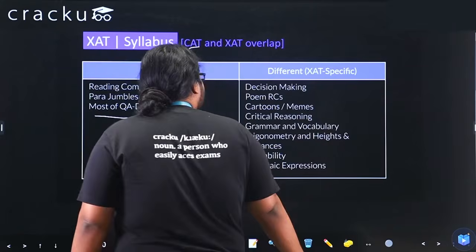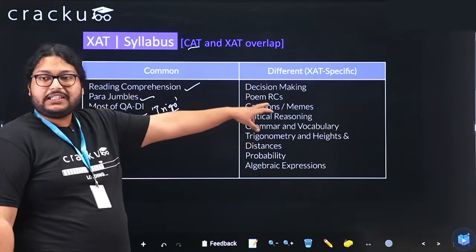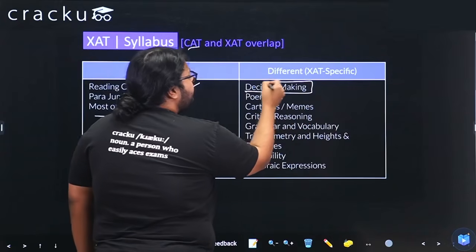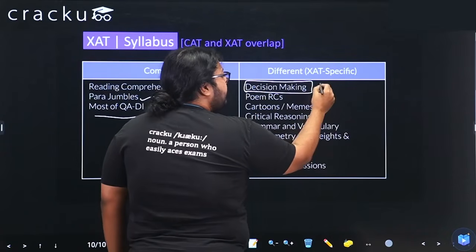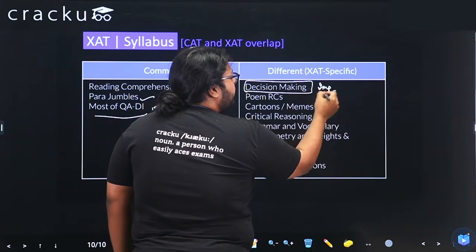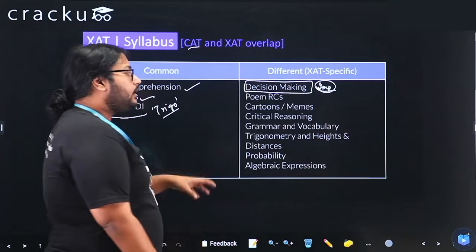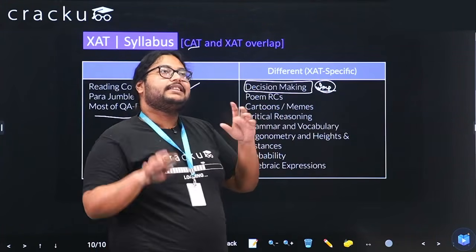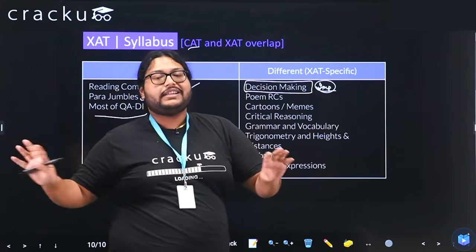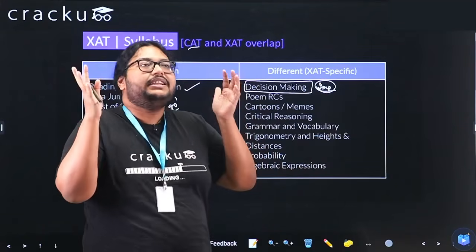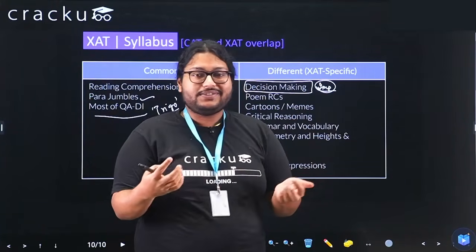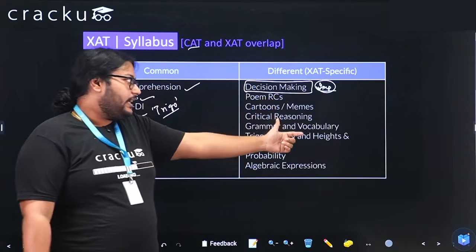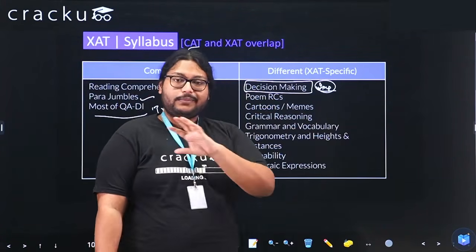Now, if we look into the differences, decision making, obviously this is the section which is unique to XAT only, and for this we definitely need to prepare. If we don't prepare properly for decision making, we can basically kiss our chances of getting into XLRI goodbye, because you will need to clear the cutoffs if you want to get into XLRI. Second thing, we have something called poem RCs in XAT.